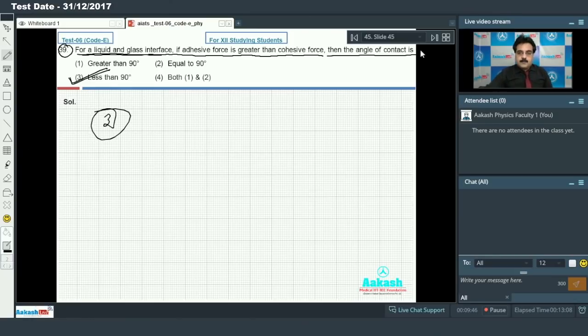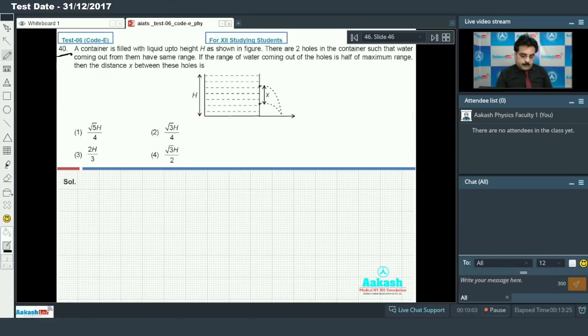And let's move on. Question number 40. A container is filled with liquid up to height H as shown in the figure. There are 2 holes in the container such that water coming out from them has the same range. If the range of water coming out of the holes is half of the maximum range, then the distance x between these holes is.